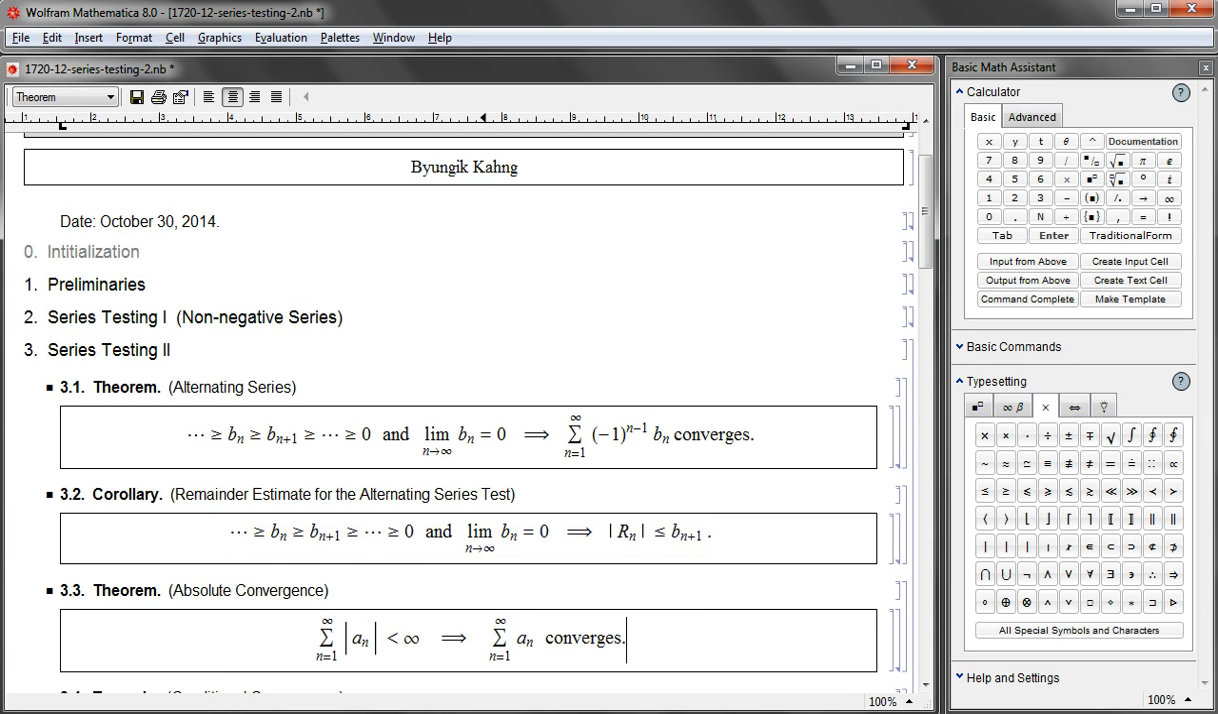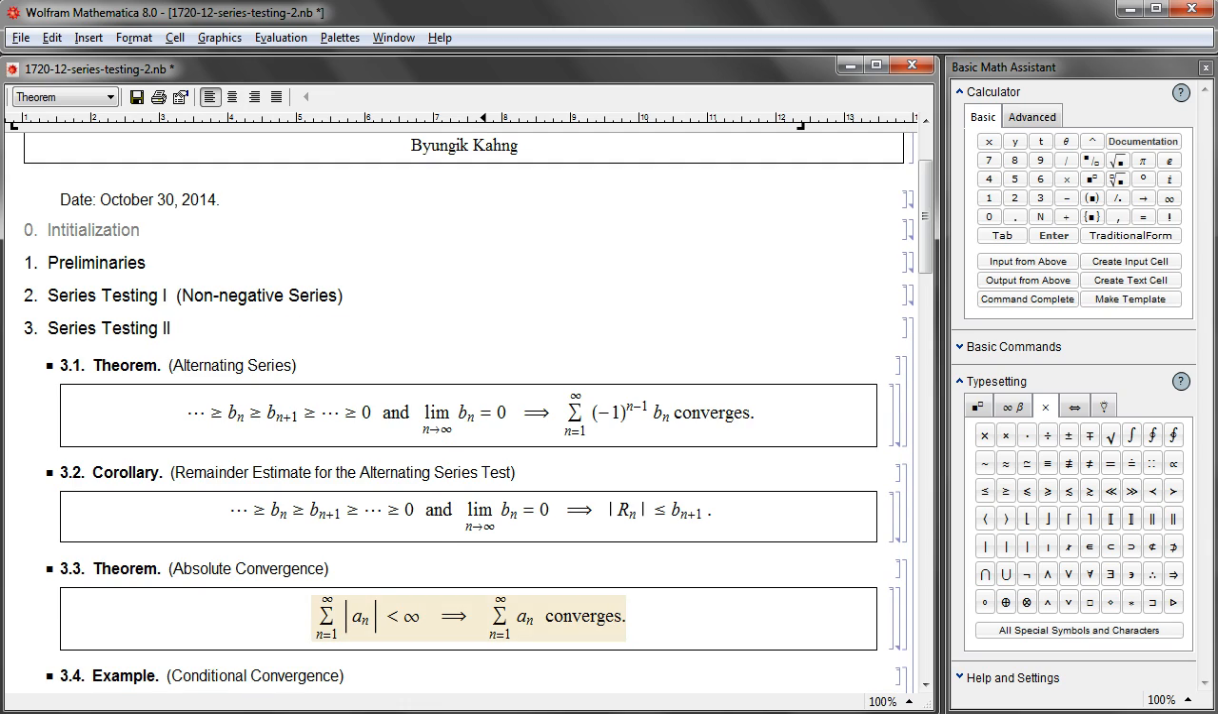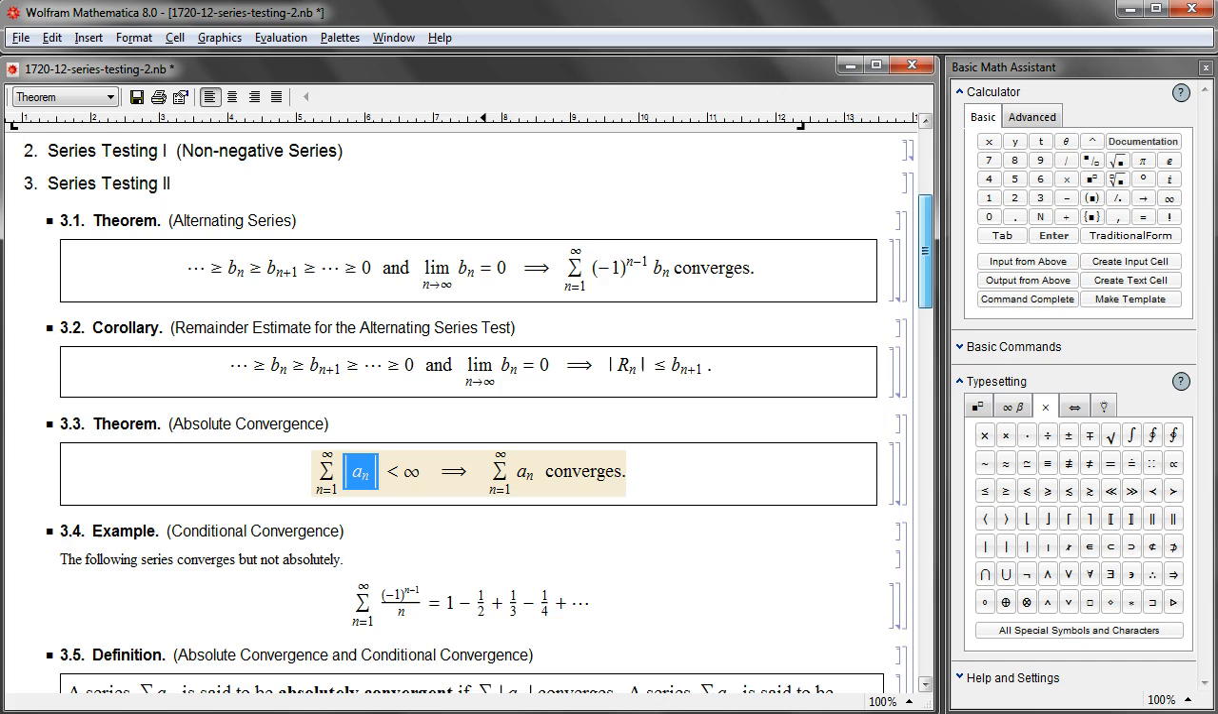Now the next topic is absolute convergence, and the proof is very, very simple as a matter of fact, but still I'm going to do the proof in a separate video. The proof is simple, but the statement itself is very significant. If a series converges absolutely, then the original series converges. What do you mean by absolute convergence? The series given by the absolute values converges. Then the original series also converges, but not vice versa necessarily.